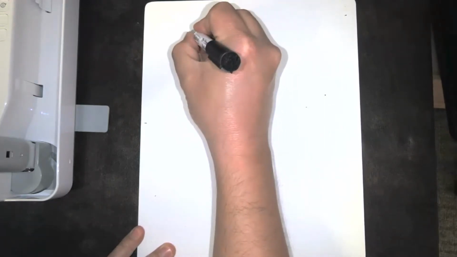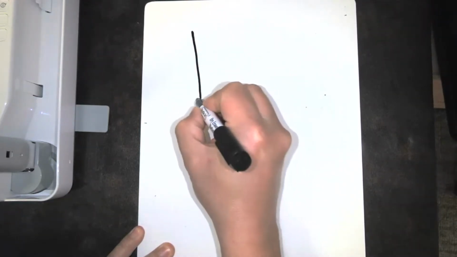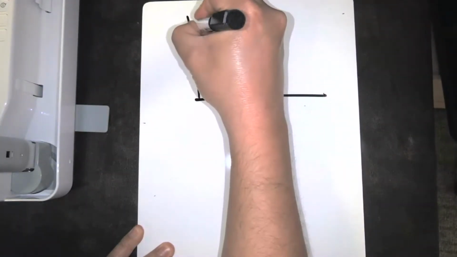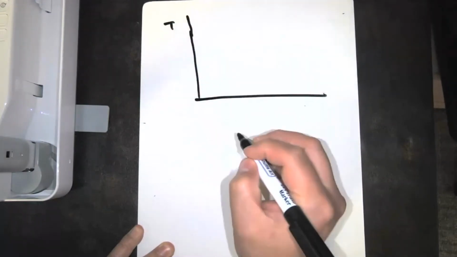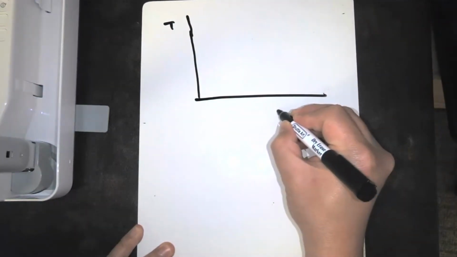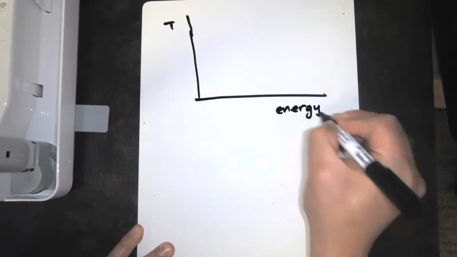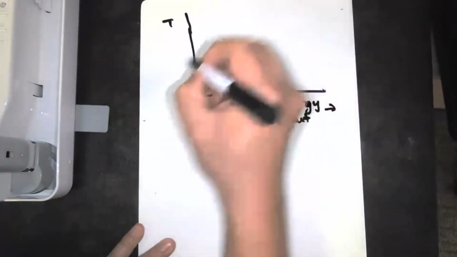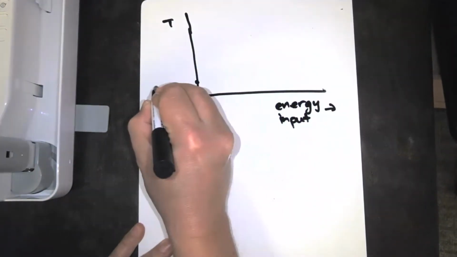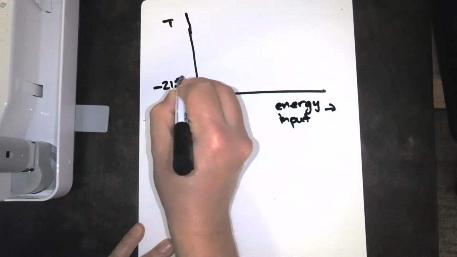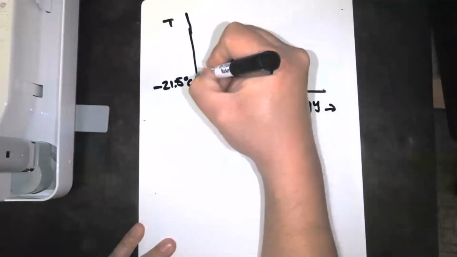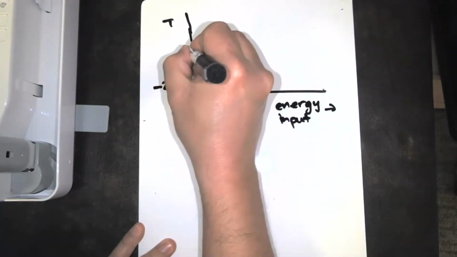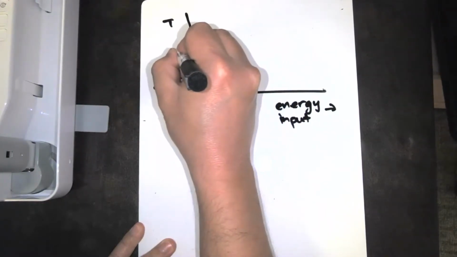So let's draw a diagram first. On our figure here, on the y-axis, I'm going to record the temperature. And on the x-axis, we're going to record the cumulative energy that we input to our sample. This is just like we did in our Properties of Water lab. So we start off, and we're given an initial temperature of minus 21.5 degrees Celsius. And there's going to be a first regime of temperature increase, and I'll describe what these are in more detail in a moment.